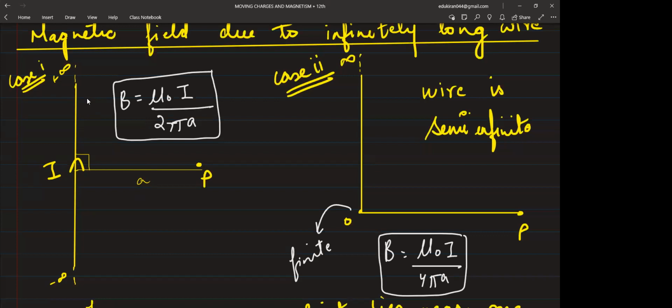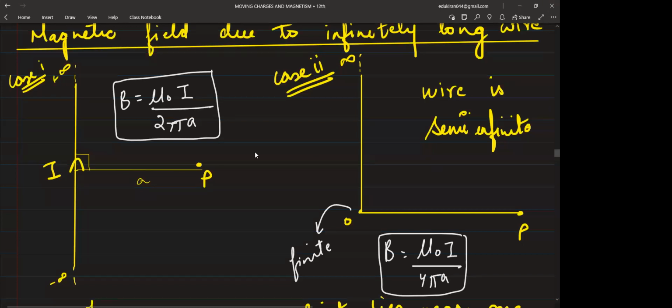This is the wire. Now, what is semi-infinite? Semi-infinite basically means one end is extending only towards infinity, and the other end is finite, fixed. And the point at which we are calculating lies near the finite end, not towards the infinite end. Okay? So B is equal to mu naught I by 4 pi A. This is the formula for semi-infinite. These two you have to remember.